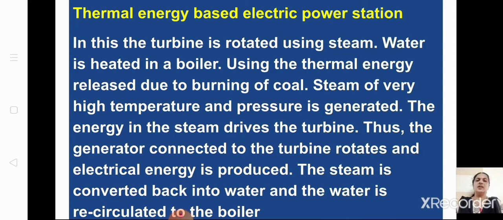So what happens? We are taking fuel. What is the fuel taken? Coal. When it is burned, the water is boiled and converted into steam. The steam of high pressure and temperature is formed that helps to drive the turbine. When the turbine rotates, the electricity is generated. And the water goes back to the cooling tank. The steam of low temperature, after rotating the turbine, is converted back into water, and this water is circulated back to the boiler.